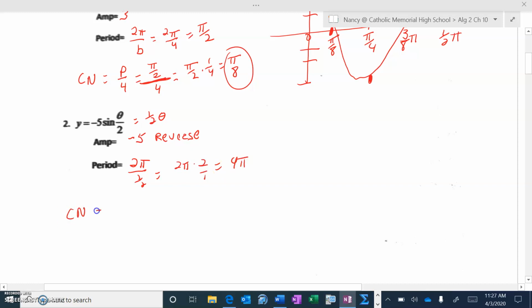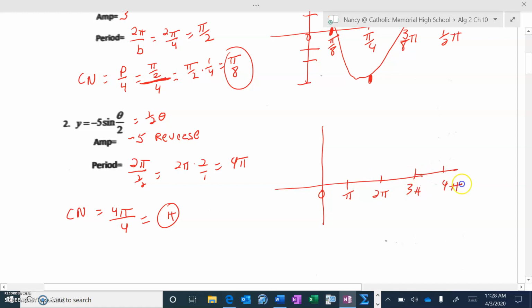So you get your critical numbers by taking the period and dividing by 4. So pi is what you're going to add every time. So I'm going to start at 0, add pi, it'd be at pi, add another pi, it'd be at 2 pi, add another pi, it'd be at 3 pi, add another pi, it'd be at 4 pi.